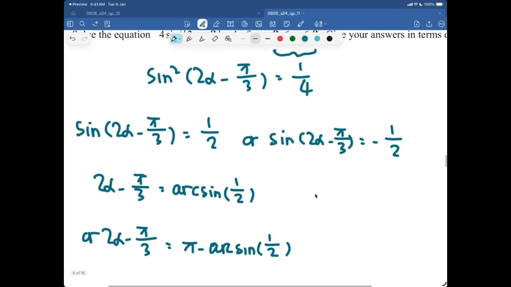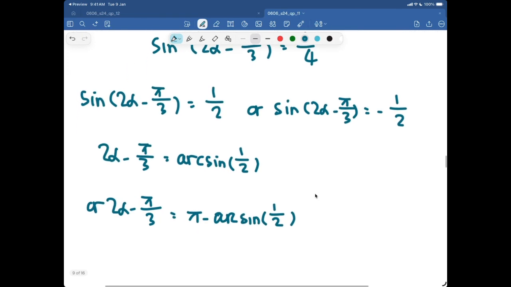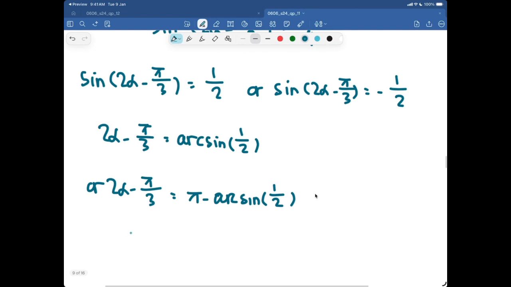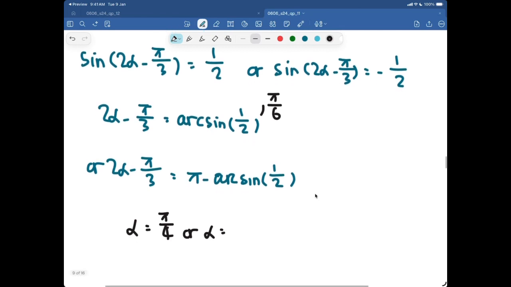I hope that does not miss any solutions. Since arcsine of 1 over 2 equals pi over 6, we have alpha equals pi over 4, or alpha equals (pi minus arcsine of 1 over 2, plus pi over 3) over 2, which is alpha equals 5 pi over 12.